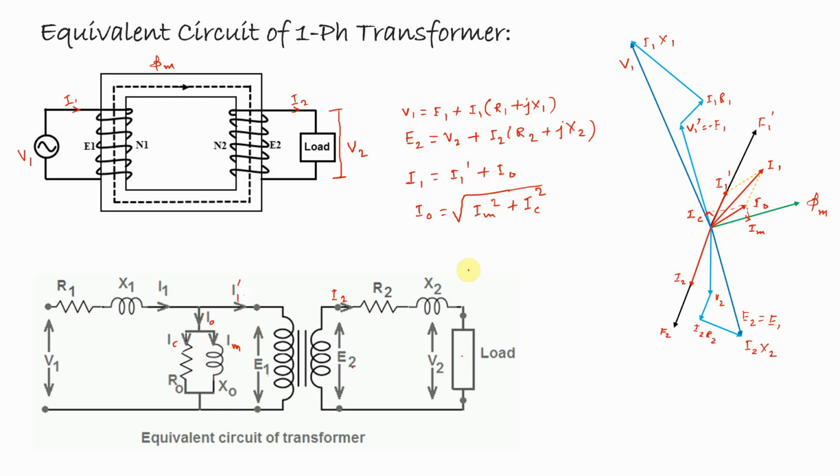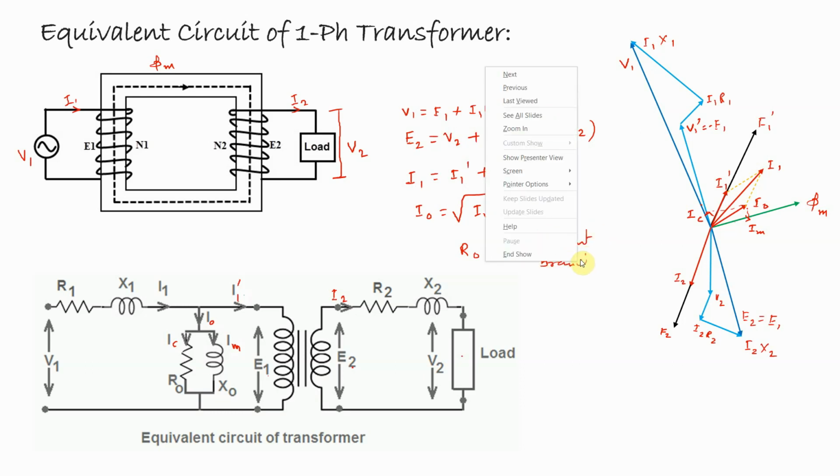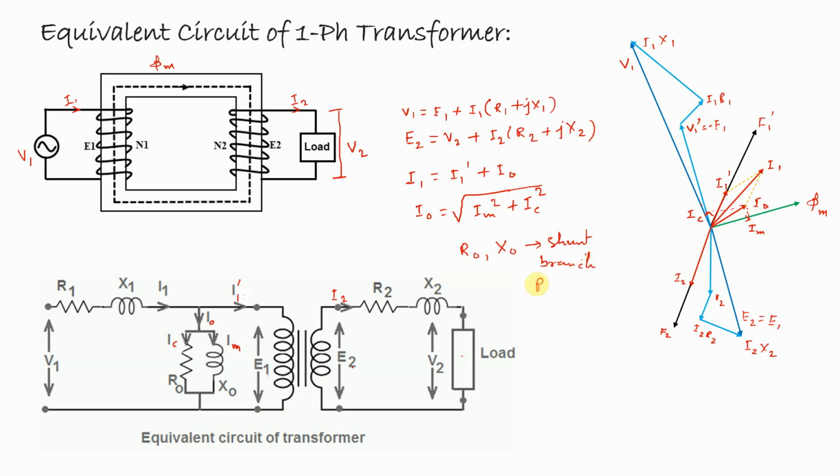Similarly, the current IM, that is the magnetizing current, is lagging the primary voltage by almost 90 degrees. And current lags the voltage by 90 degrees for an inductive circuit. Therefore, IM is considered to flow through an inductive reactance X0. So here R0 and X0, these two are fictitious parameters, and these are called shunt branch parameters.